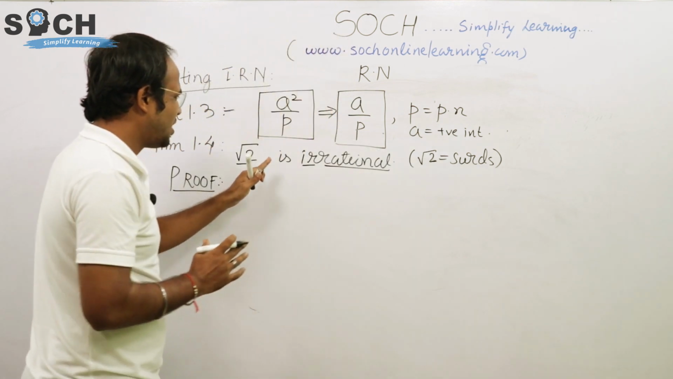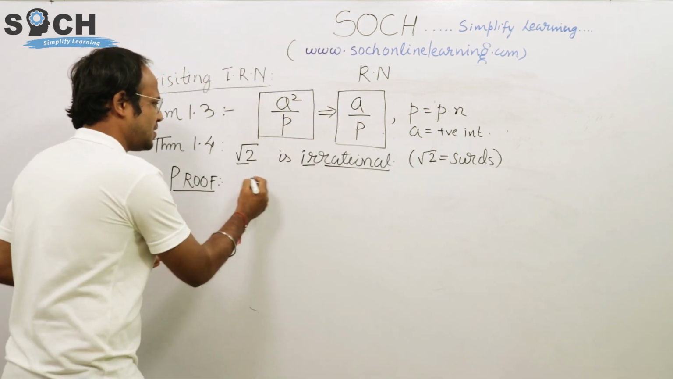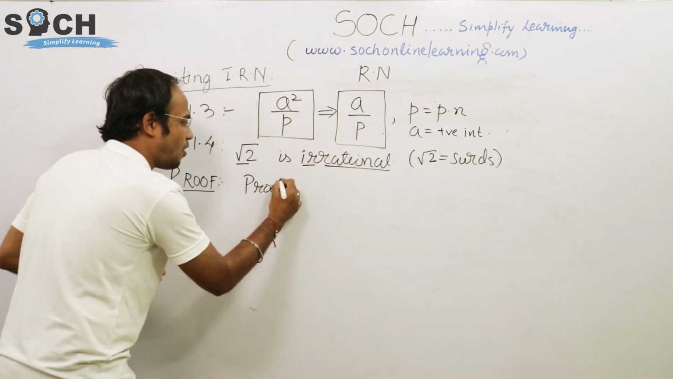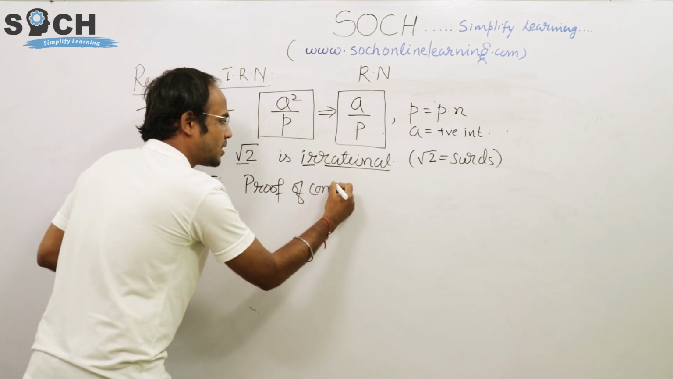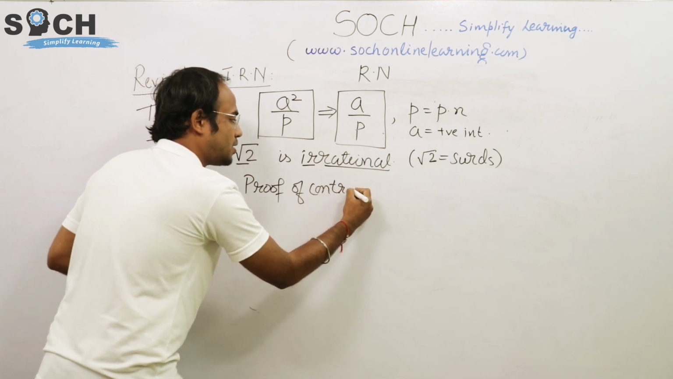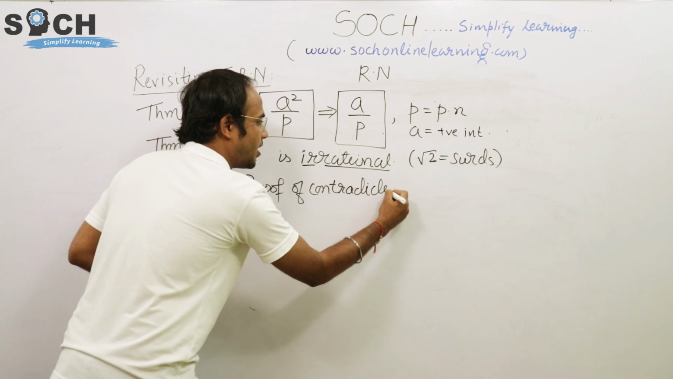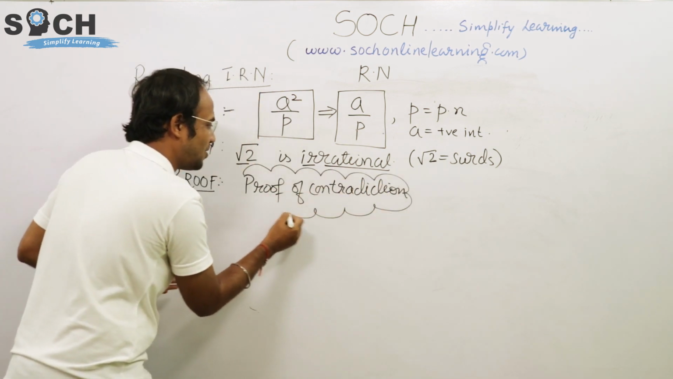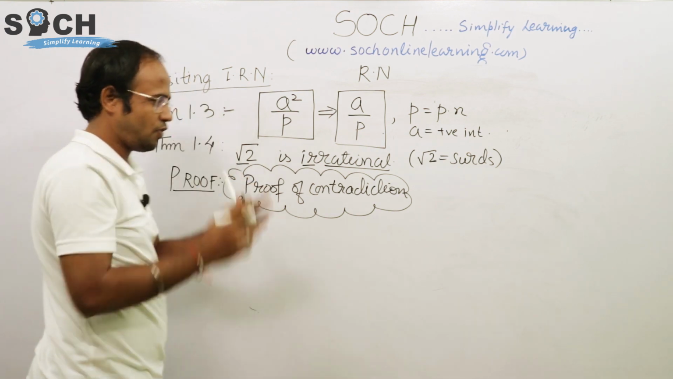That is, it is not an irrational number. Because why is root 2 not an irrational number? Because there is a proof called proof of contradiction. That means whatever we have to prove, we will think of its opposite: proof of contradiction. So what is this proof of contradiction? Let me check out.